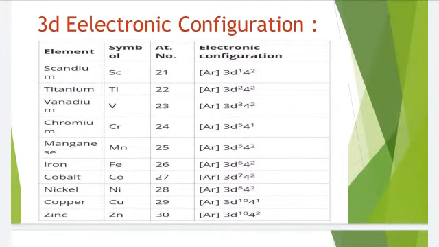Electronic configuration of 3d, 4d, 5d series. The general electronic configuration of d block elements is (n-1)d1-10 ns1-2. This is the general electronic configuration of 3d, 4d, 5d.